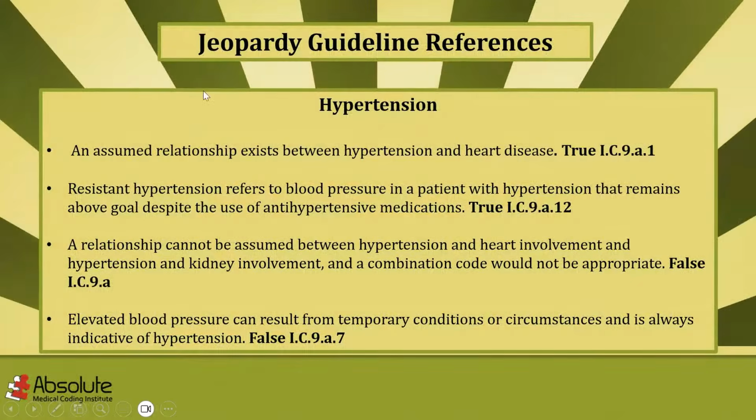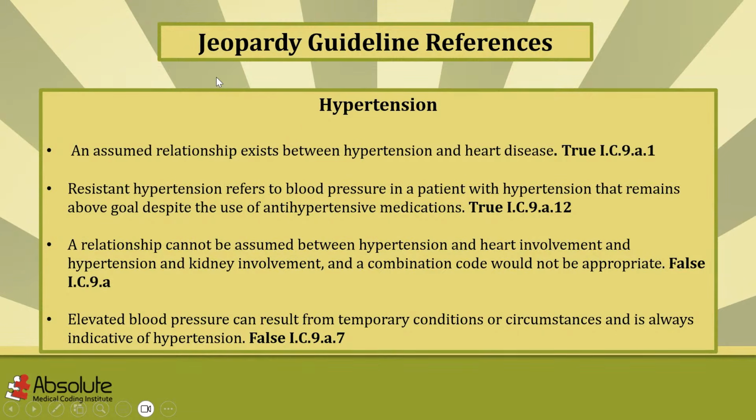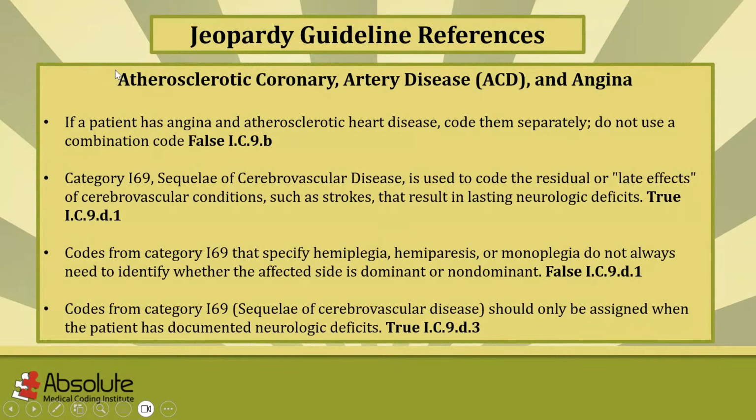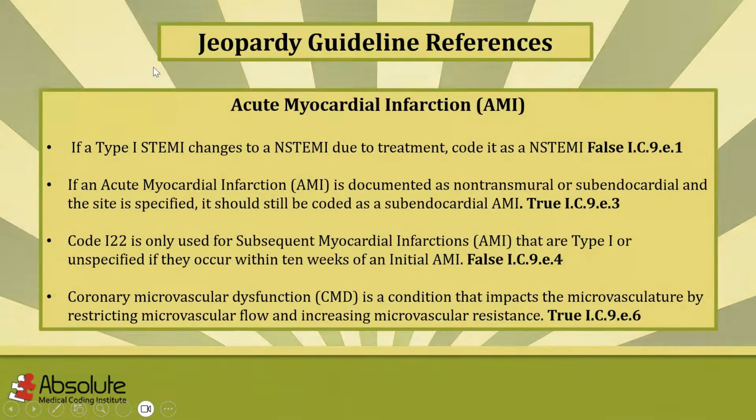So this is going to be our first category, hypertension. This is going to be the question that we asked, the answer, and the specific guideline that I used. And again, I just took the words directly from the manual. So that is what I did. All right, and then the second one is going to be our atherosclerotic coronary artery disease, ACD, and angina. The question, the answer, the guideline, and then last but not least, our AMI, our acute myocardial infarction, question, answer, and guideline. Alrighty. So, but you guys did amazing. And if you just need to use this as a study tool, I highly encourage.